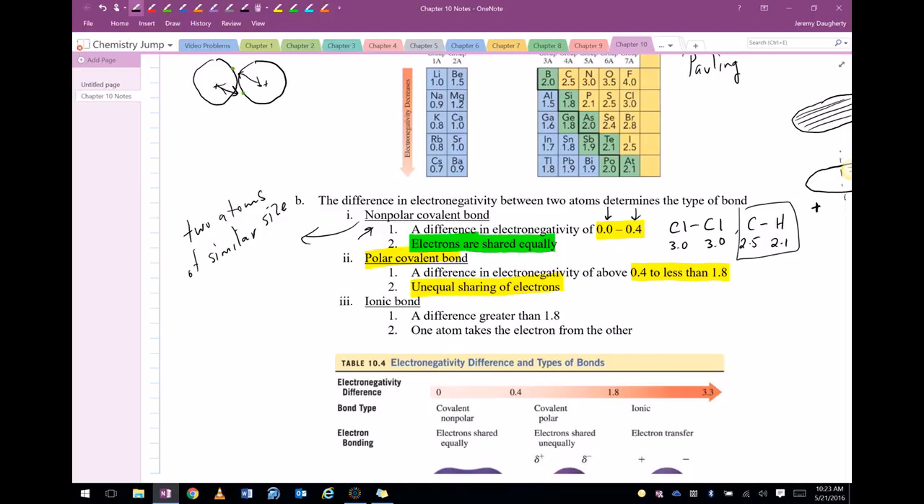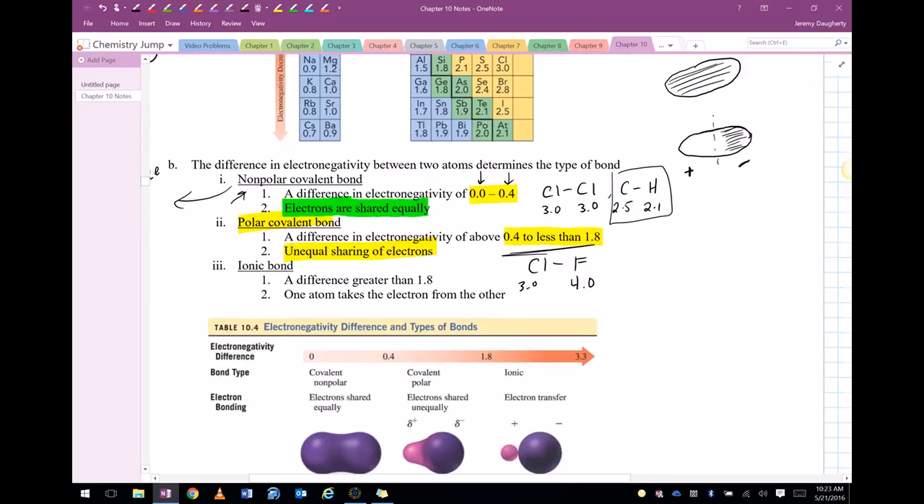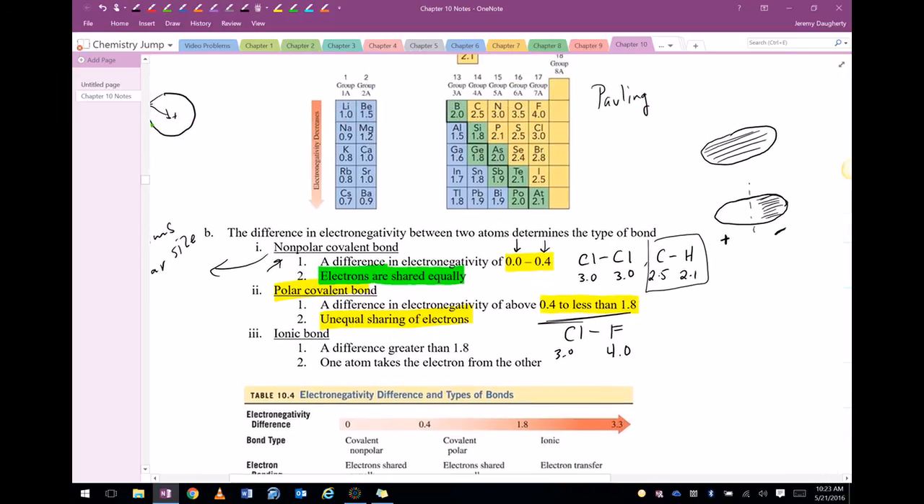All right. So now we're talking about basically two different atoms. So let's say like a chlorine-fluorine bond. So here's chlorine, here's fluorine. Fluorine has an electronegativity value of 4, most electronegative. Chlorine is 3.0, which gives us a difference of 1, which means that it's between 0.4 and 1.8. So that's going to be polar. Polar basically tells us that the electrons are on one side more so than the other.